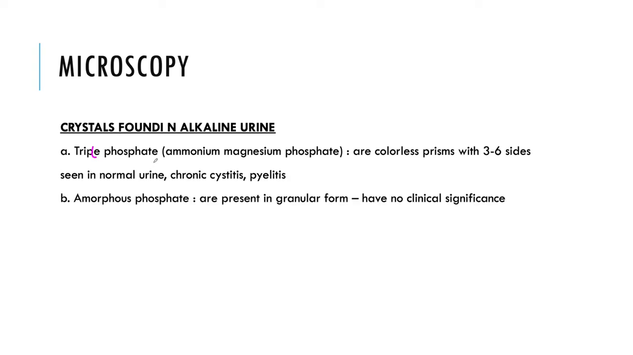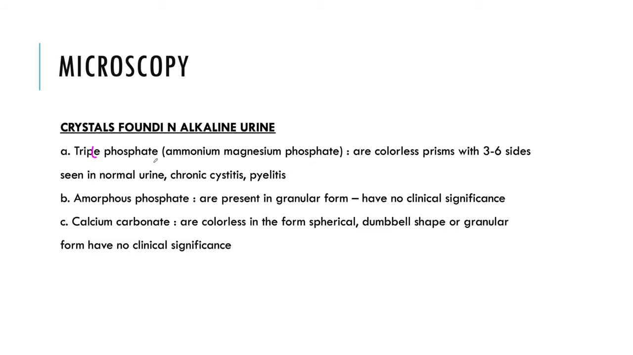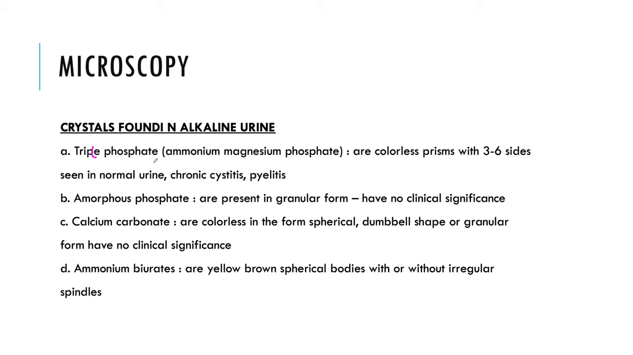Now amorphous phosphate. Amorphous phosphate is also present in the granular form, and it doesn't have that much important clinical significance. Now the calcium carbonate crystals. These are colorless, in the form of spherical dumbbell shapes or granular form, and they also don't have any essential clinical significance. And the last one is the ammonium biurates. These are brown spherical bodies with or without irregular spindles.